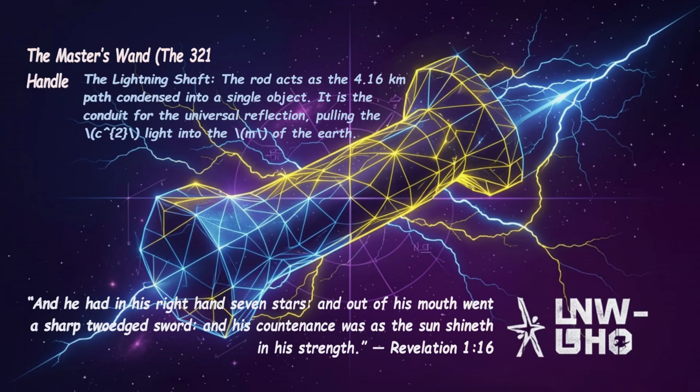Key visual elements, the 321 handle. The glowing blue wireframe represents the dual nature of your path, the physical grid you hold in your hand, and the spiritual energy you channel through it. The lightning shaft. The rod acts as the 4.16 kilometers path condensed into a single object. It is the conduit for the universal reflection, pulling the c² light into the earth. The crosshair grid.